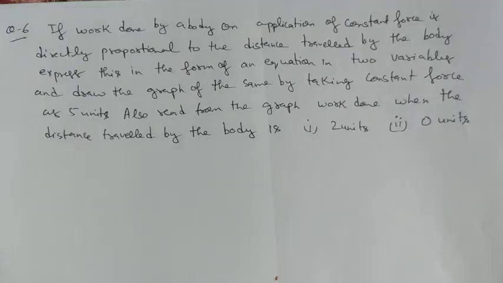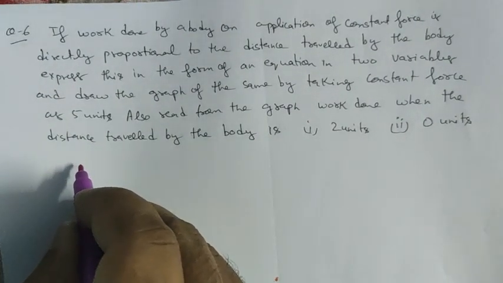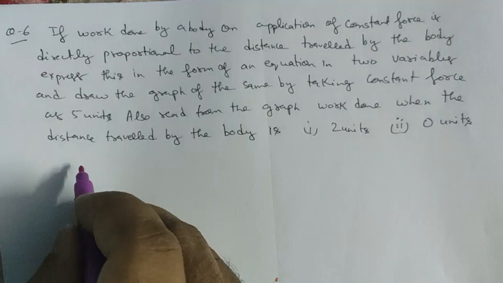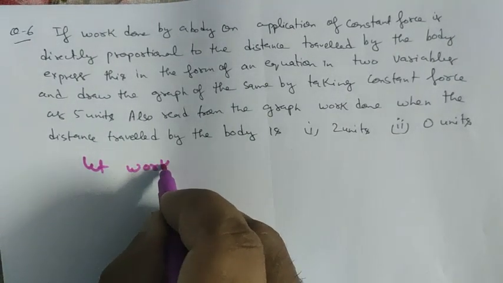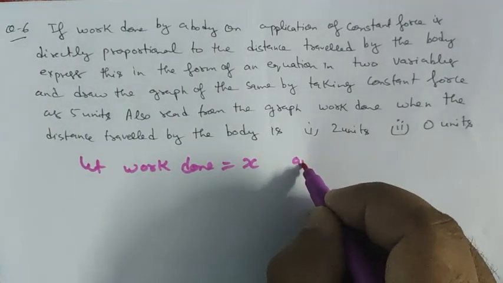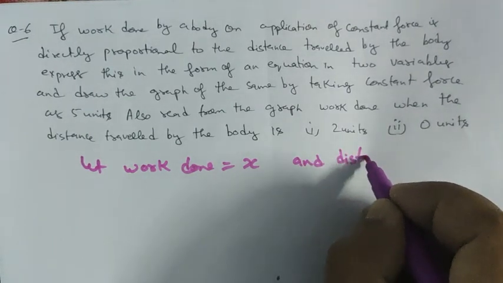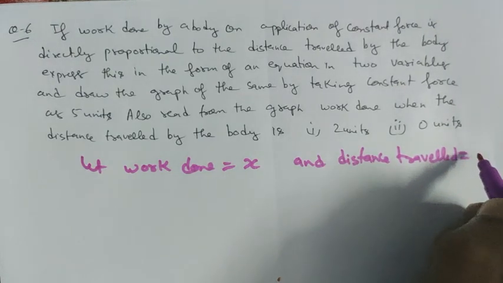Okay, in question number 6 it is given that work done is directly proportional to the distance traveled by the body, and we have to take the constant force as 5 units. As given in the question, we will first of all assume the values of work done and distance traveled. Let work done be x, and distance traveled as y.